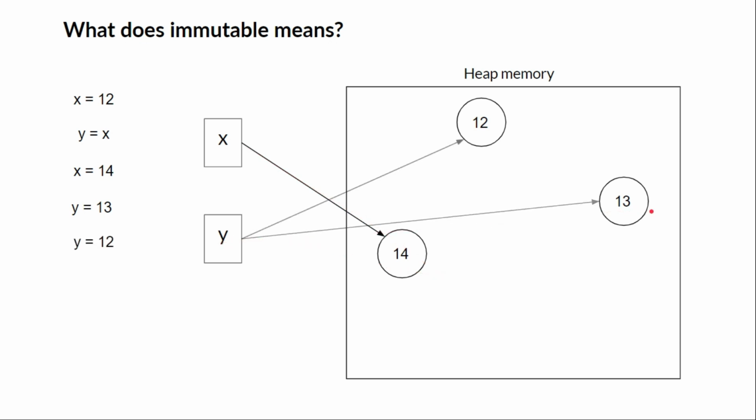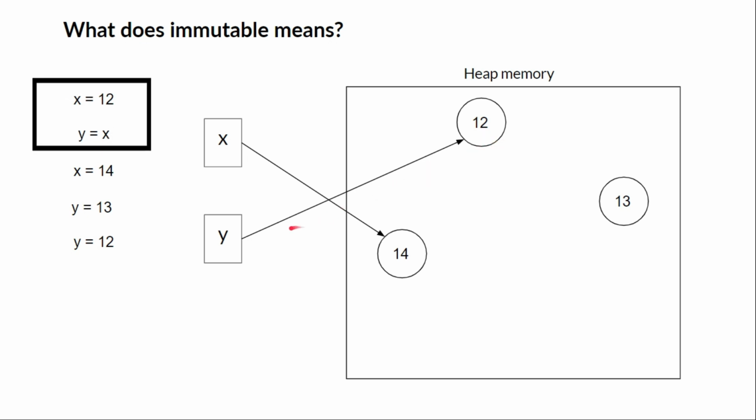Now let y equal to 12. Now y is pointing towards 12 again. Here no new object is created. The object with value 12 is already in the memory, so y will acquire the ID of 12 again. This ID is equal to the previous ID of x and y when they were pointing towards 12.